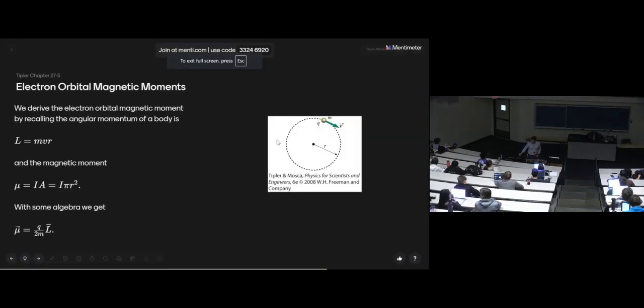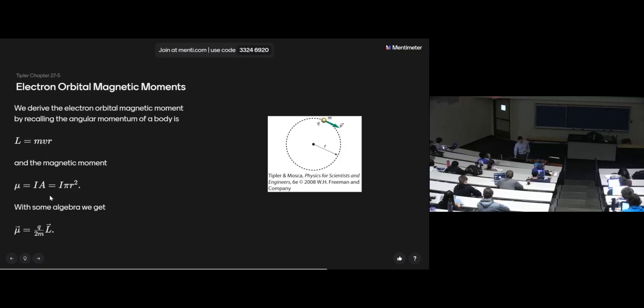Okay, so you can classically, or at least semi-classically, get the magnetic moment for an electron orbiting around a nucleus. We said last semester that the angular momentum of a point particle is equal to mvr. Maybe you remember that, maybe you don't. And the magnetic moment, we said a couple of weeks ago, was equal to I times a.